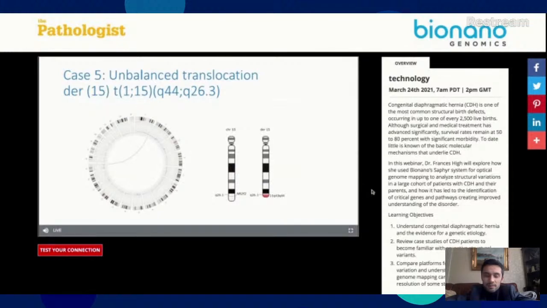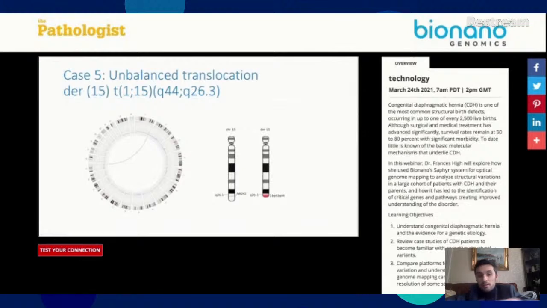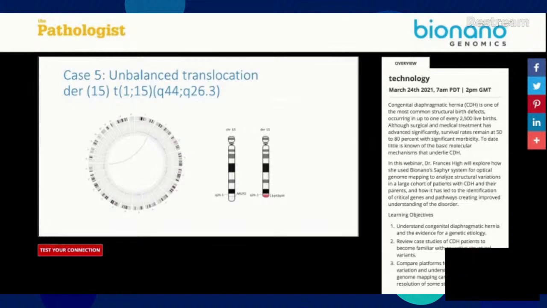I'm now going to tell you a few examples of cases that involve a region that we know is involved in CDH pathogenesis, and that is a region on chromosome 15q. So I'm going to show you two cases of translocations that we were able to study by Bionano involving this region, and then also a case involving another structural rearrangement that helped us refine the pathogenesis of the candidate genes within this region.